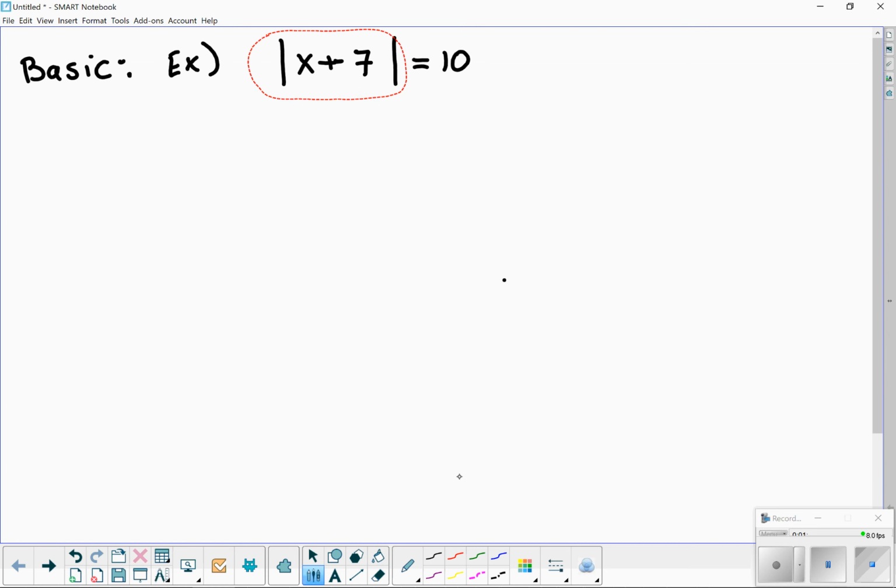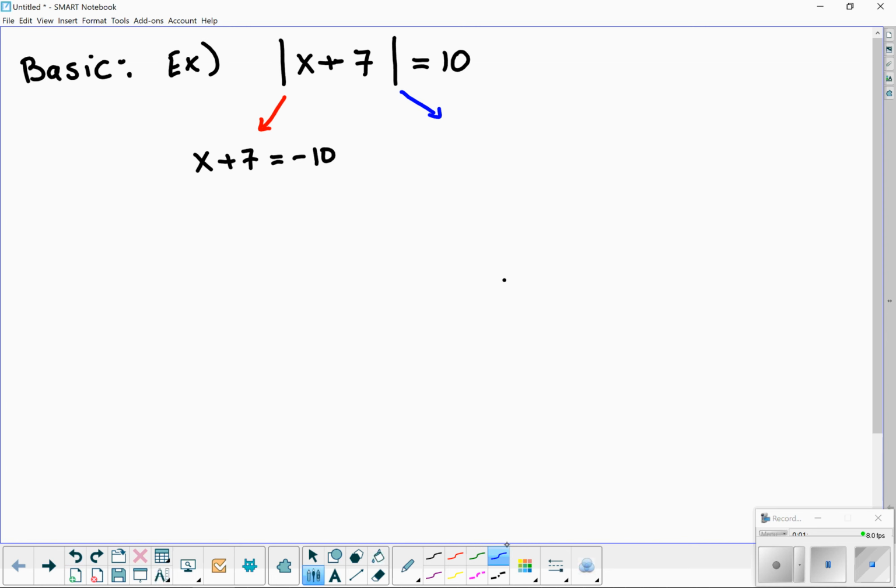When that happens, you can just write this two different ways, like I showed some of you in class. One way, without the absolute value, is to say the inside is equal to negative 10. If we put negative 10 right here, the absolute value of negative 10 is equal to 10. So that works.